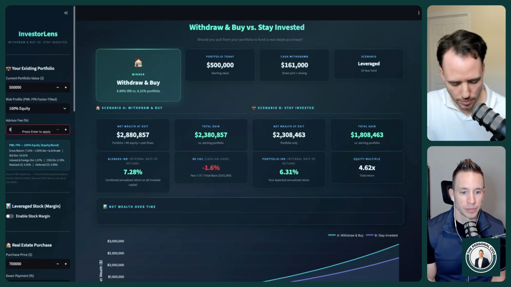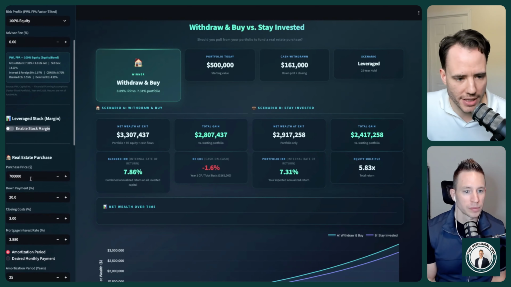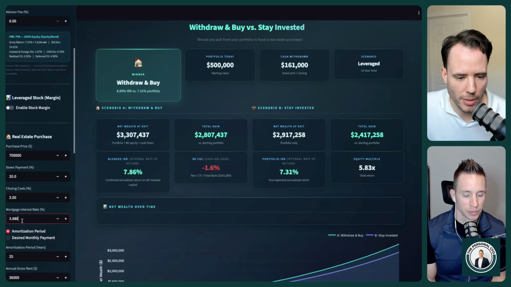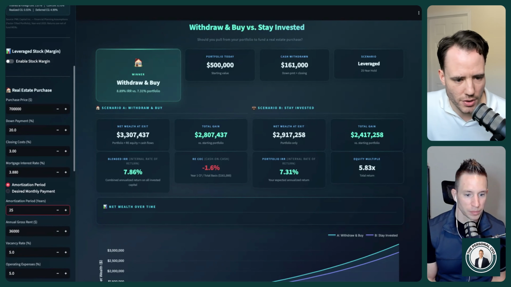If you're a DIYer, we'll put this to zero for advisory fees. Real estate purchase, assuming a $700,000 purchase with a 20% down payment, closing costs of about 3%, and a mortgage interest rate of about 3.88%. The amortization period, 25 years. We could also do 30. Should we do 30 years? I think most people are taking 30-year mortgages now anyways.